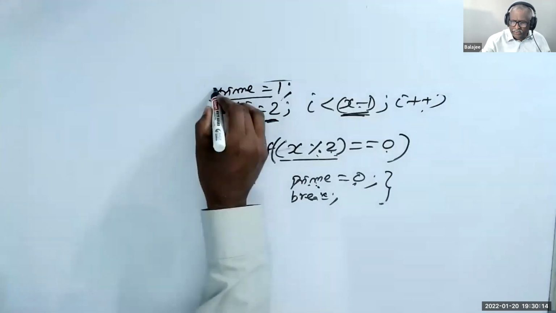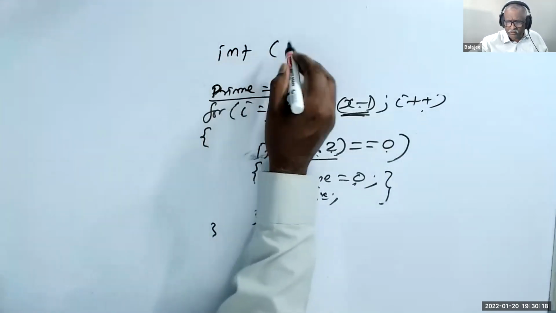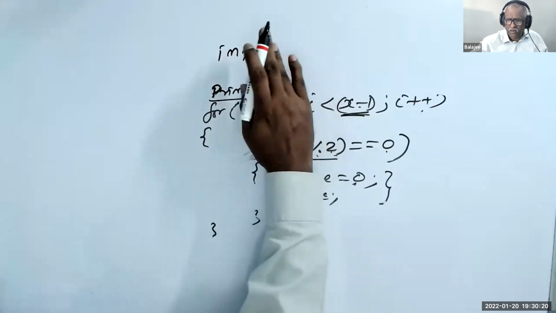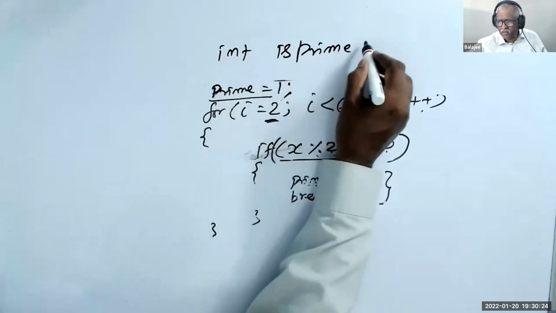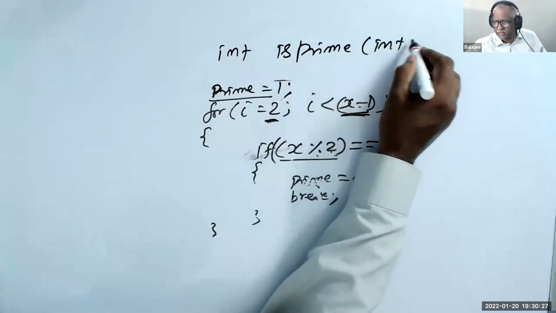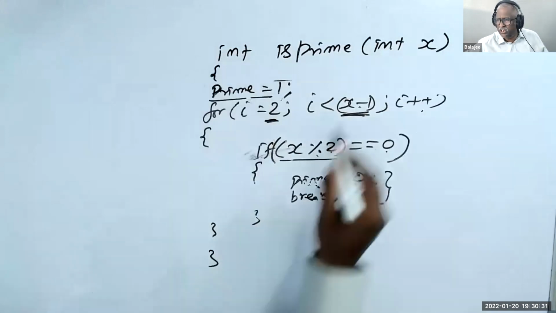Now what I'm doing is I'm getting x. I have a function called int isprime, which is the function name, int x. Am I right? Now you are giving x from outside.